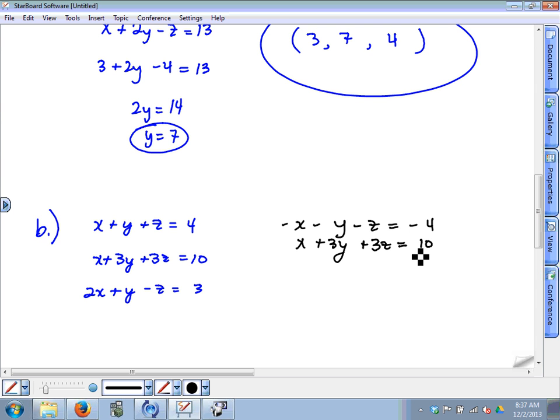You're going to eliminate x. I multiply the top equation by negative 1. x is gone. You have 2y plus 2z is equal to 6. So what I have is an equation in terms of y and z.